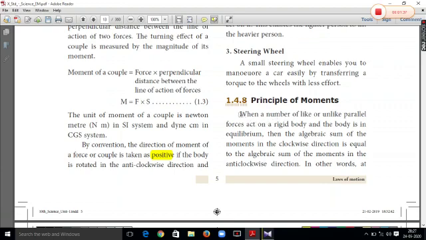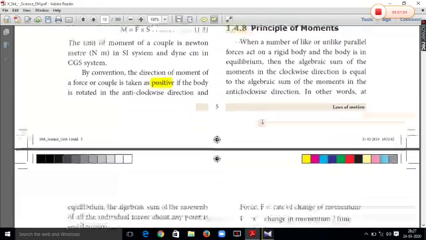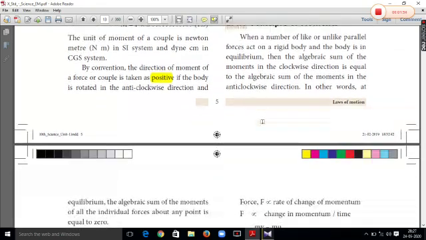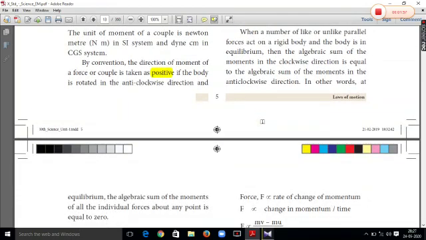If the object is in equilibrium, then the total sum of the anti-clockwise moment is equal to the total sum of the clockwise moment. Now, what is equilibrium? When a system is stable or balanced, it is said to be in equilibrium, as all the forces acting on the system cancel each other.